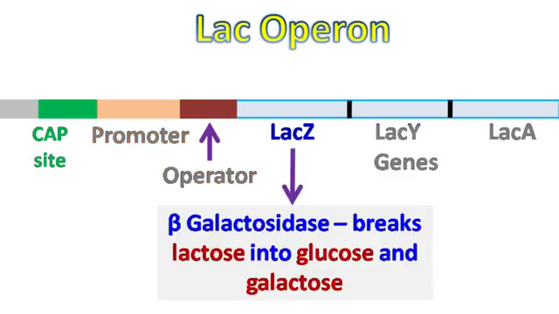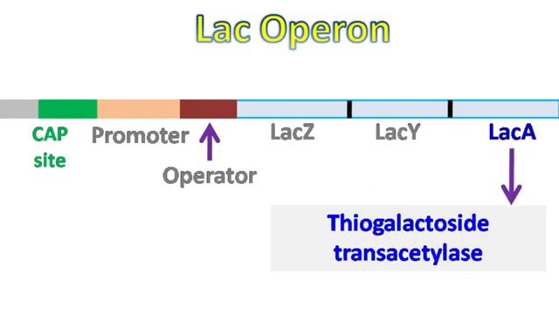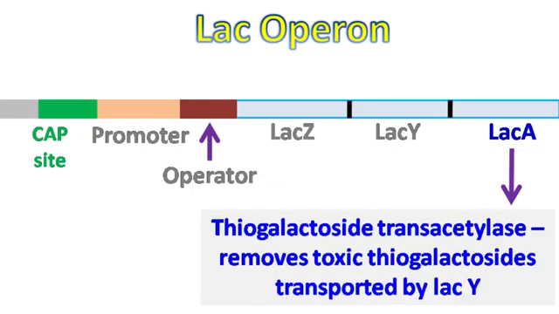The LAC-Z gene encodes beta-galactosidase enzyme. This breaks lactose into glucose and galactose. The LAC-Y gene encodes lactose permease enzyme. This enzyme transports lactose inside the cell. The LAC-A gene encodes thiogalactoside transacetylase enzyme, and it helps in the removal of toxic thiogalactosides, which are also transported by the LAC-Y.